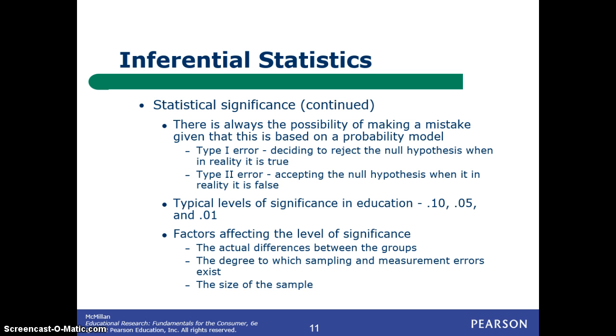And Macmillan spent some time addressing factors that affect the level of significance. These might be actual differences between groups in a study, the extent to which sampling and measurement errors exist, and also the size of the sample. Generally speaking, the larger the sample, the less likelihood that we're going to run into any of these errors, but obviously most specific to sampling errors.